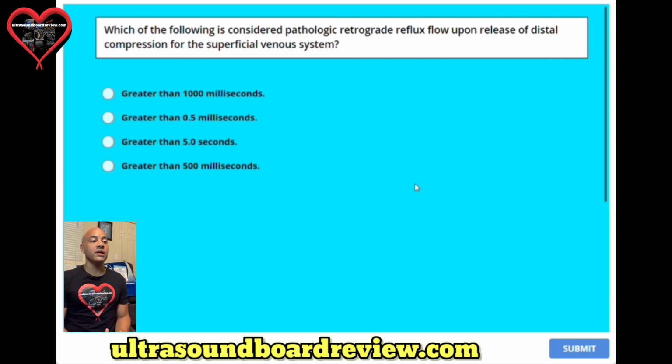Be prepared for your boards to be able to convert from one unit to the other. You probably read in your textbook that anything greater than 0.5 seconds is considered a pathologic retrograde reflux. However, we don't have that option here. When you convert seconds to milliseconds, you're just going to move the decimal point over 3 times. So 0.5, let's say the decimal point's here, you go 1, 2, 3, and you have 500 milliseconds. This is the correct answer. Make sure you pay close attention to the units, because 0.5 milliseconds is far different than 0.5 seconds.